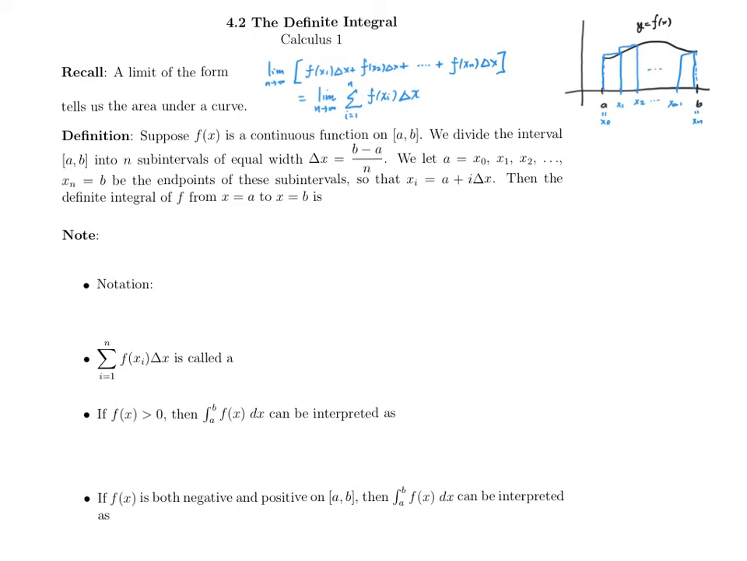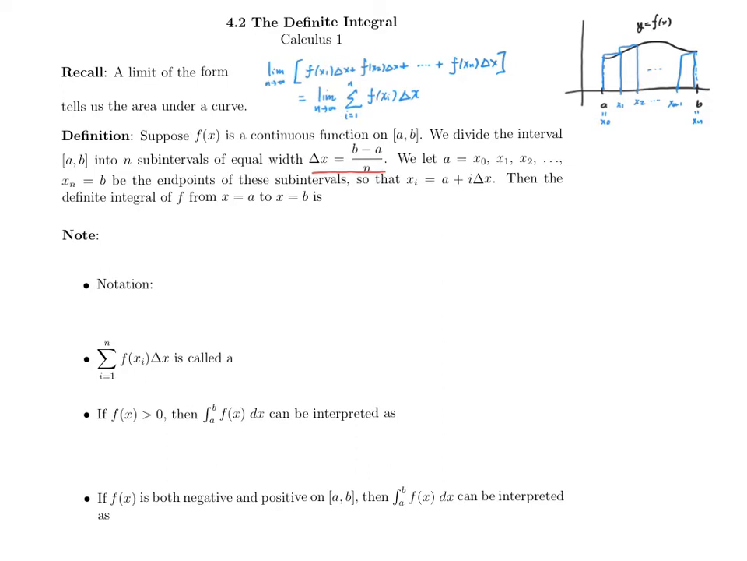And it turns out that this idea is precisely how we define the definite integral as well. For the definite integral, we do have to make some assumptions that we have a continuous function. And what we do is we proceed as we did before. We divide the interval into n subintervals of equal width. This delta x is b minus a over n, a formula we have to make sure that we recall.